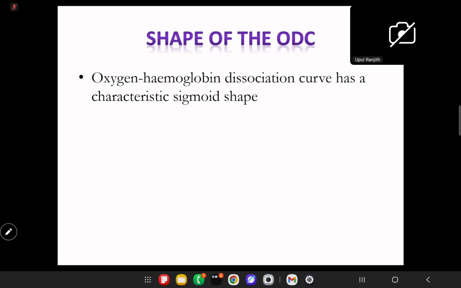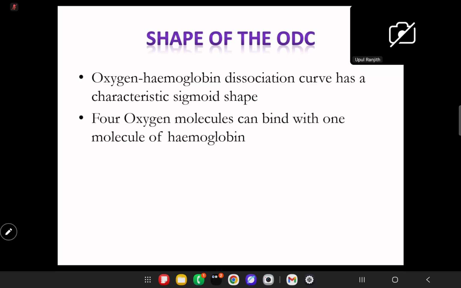Then you should be able to describe the shape of the oxygen dissociation curve and why that shape is there. So the oxygen dissociation curve has the characteristic sigmoid shape, right? So why does it have this characteristic sigmoid shape? Now you should be able to describe why it has this shape, and also the importance of that shape.